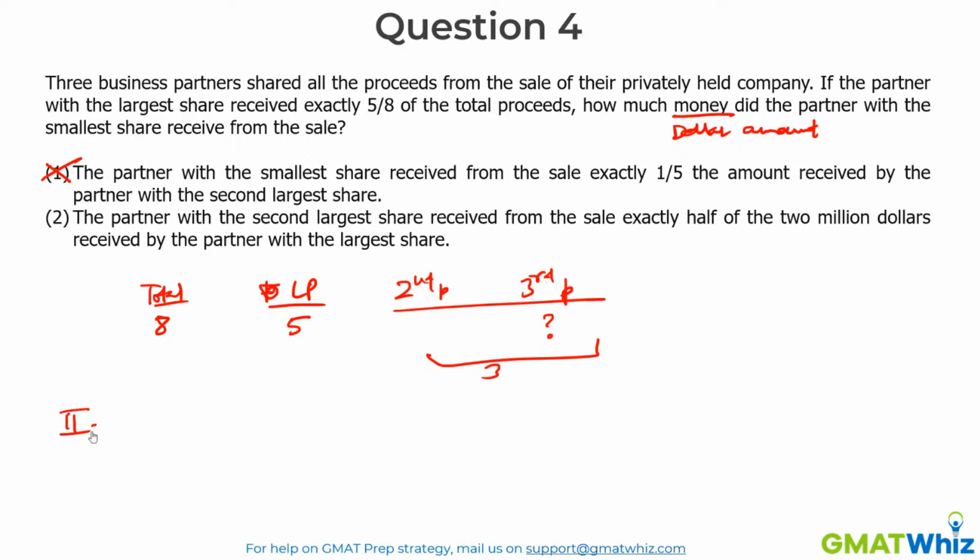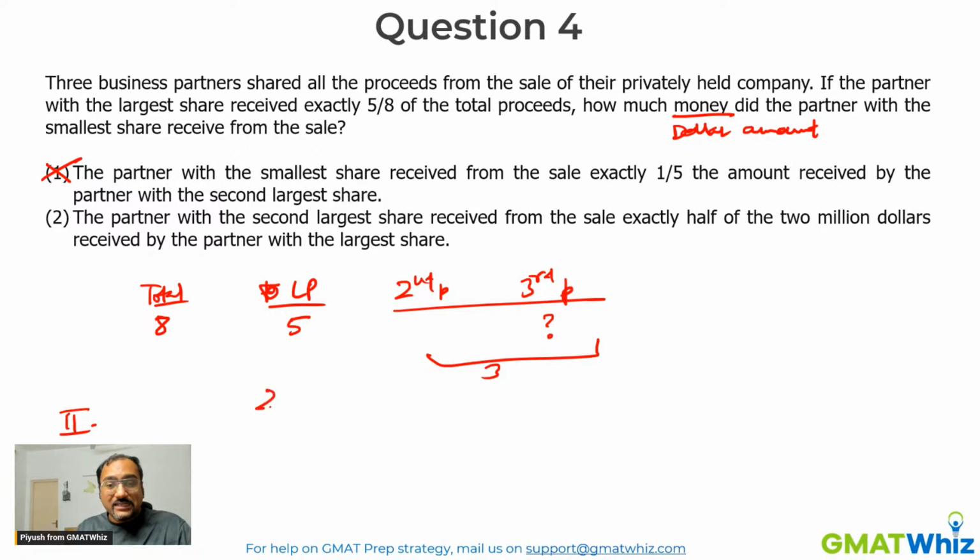Now, statement 2 says that the partner with the second largest share received from the sale exactly half of the $2 million received by the partner with the largest share. So if I know that this guy received $2 million and the second partner received half of it, then he received $1 million. Correct? I have the dollar amount as well. Now, if he received half of it, in terms of ratios, this is going to be 2.5. Correct? And this guy then should have received 0.5 share out of 8 shares, right? You can write 0.5 by 8. And I know 5 shares is equal to 2 million.